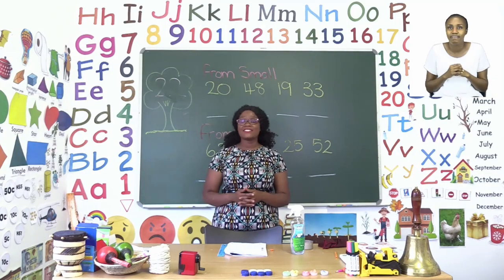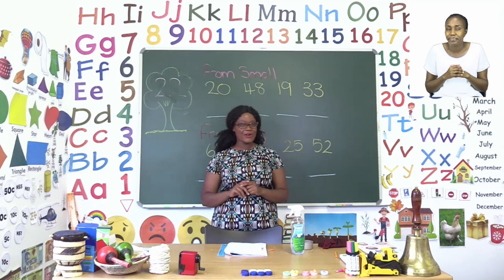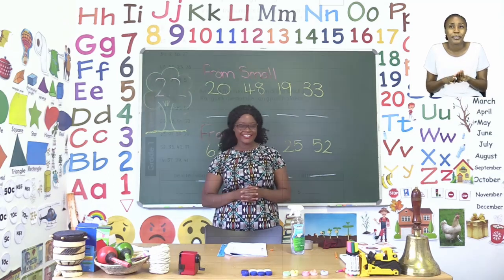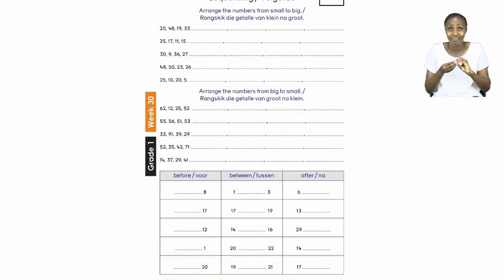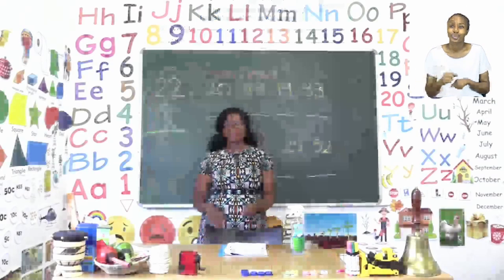For our last activity today, boys and girls, let's all go to page 22. On page 22, we are going to be doing sequencing. Now, this means that we are looking for numbers and arranging them accordingly. Today, we are going to be arranging our numbers from small to big and then from big to small. Let's take a look and see how best we can do that together.